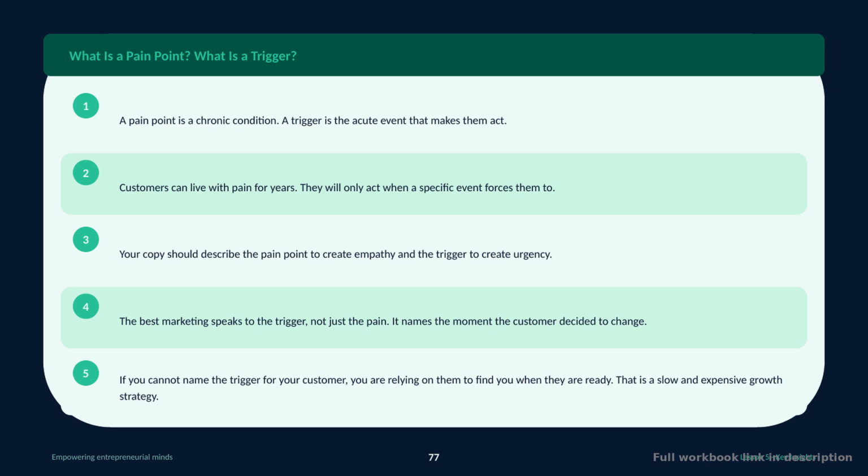And finally, if you cannot name the trigger for your customer, you are relying on them to find you when they are ready. That is a slow and expensive growth strategy.